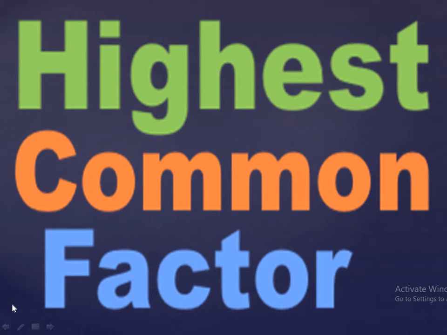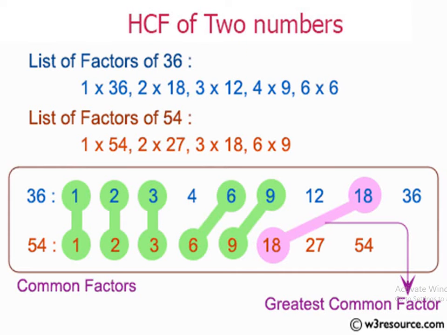Today children, we are going to start a new topic, that is the highest common factor. We have already heard a lot about HCF, which is the short form of highest common factors. So this is how we take out the HCF of two numbers.